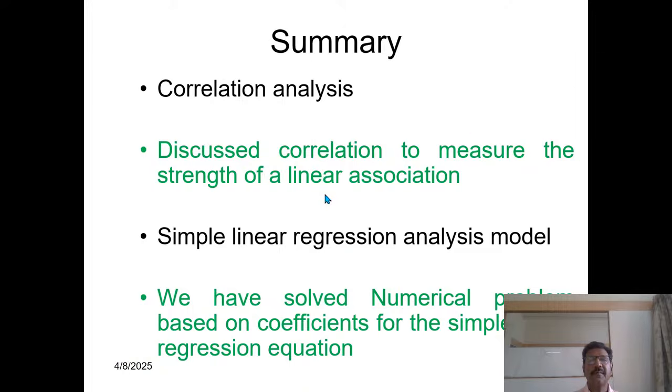This is all about what we have seen here. Correlation analysis we discussed, to measure the strength of linear association. The simple linear regression model we have seen, y equal to mx plus c. We have also solved some numerical problems based on coefficients for simple linear regression.